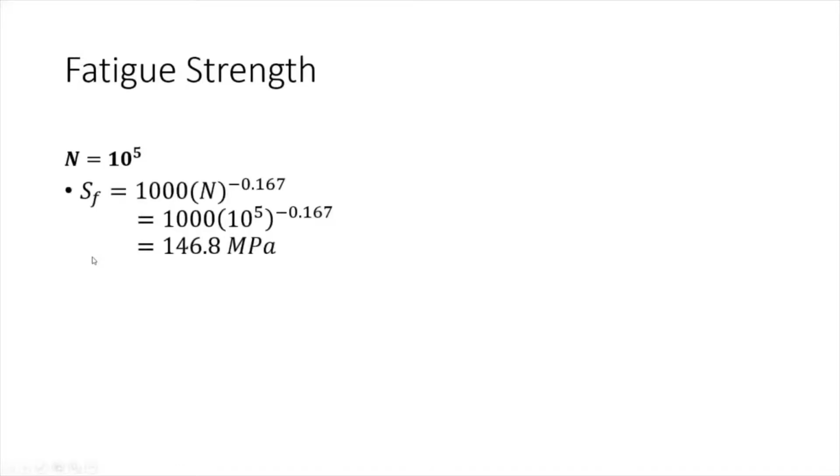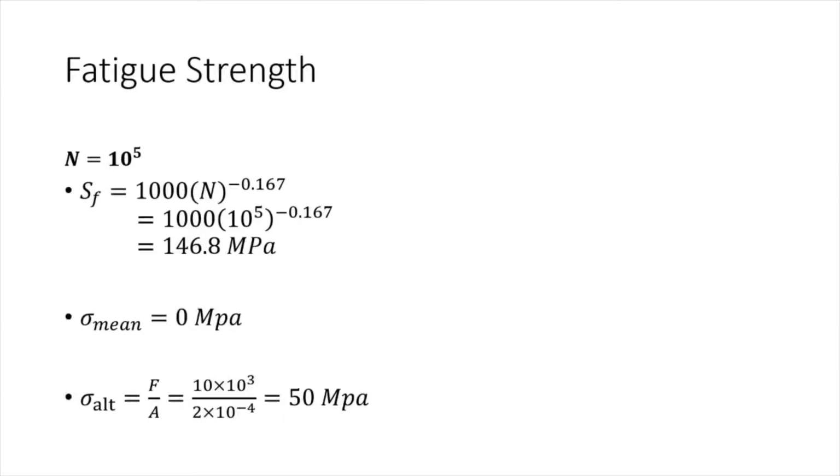But this is not the end of the question, as what is demanded is the safety factor. To find the safety factor, we need to divide the fatigue strength by the applied stress. First, we need to convert the force load to a stress value. As the force is applied perpendicular to the tip of the cantilever beam, it creates a normal stress in the beam. To find the normal stress, we divide the applied force by the surface area. If we divide F by A, we find that the normal stress equals 50 megapascals. Then we plug the normal stress and the fatigue strength into our safety factor formula, and we find that the safety factor equals 2.94.